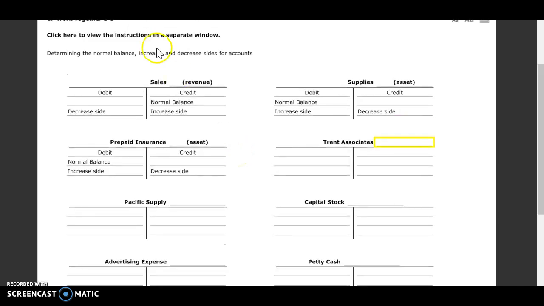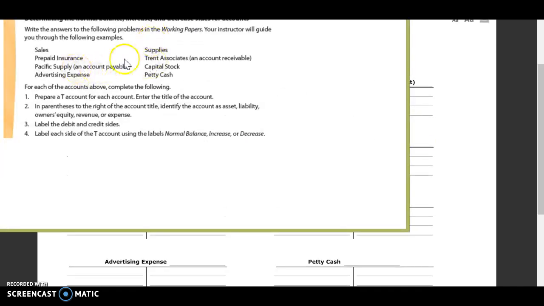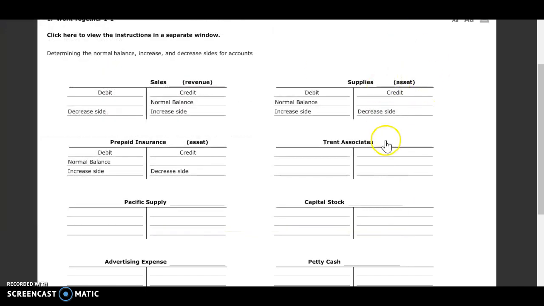Trent Associates. Now here I'm going to open up my instructions again. And when we look here, we find Trent Associates, and it says that this is an accounts receivable. I'm also going to look at the next one because we'll need that one too. Pacific Supply is an accounts payable. Okay, so we'll need to know that. So since Trent Associates is accounts receivable, that means that it's an asset. Debit on the left, credit on the right. It's on the left side of the equation, so it increases on the left, decreases on the right. And our normal balance is the same as the increase side, the debit side.